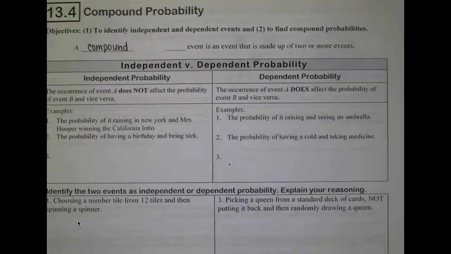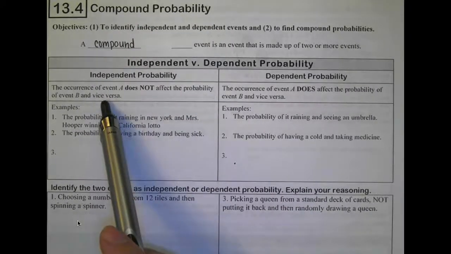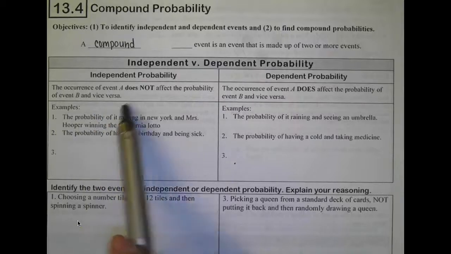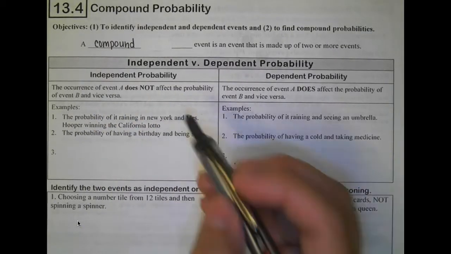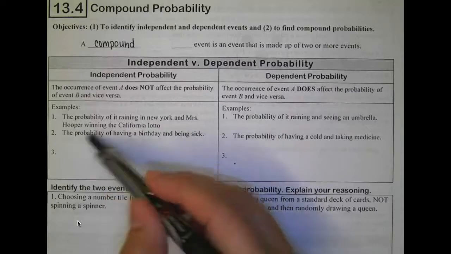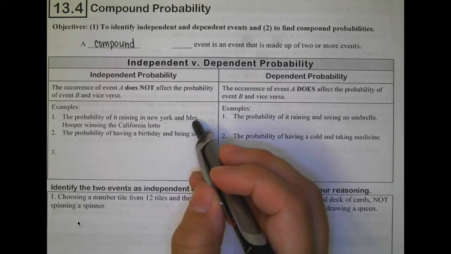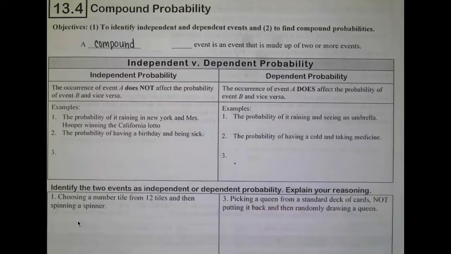Alright, let's talk about independent probability and dependent probability. The occurrence of event A does not affect the probability of event B and vice versa. If that is the case, these two events are independent. For example, the probability of it raining in New York and Mrs. Hooper winning the California lottery. Those are two events that do not affect each other at all.